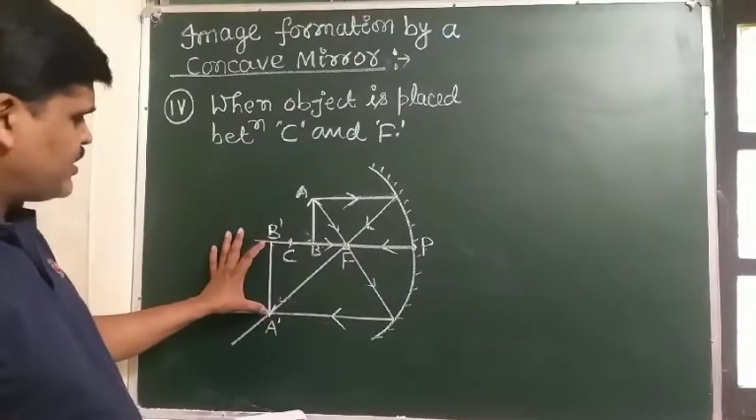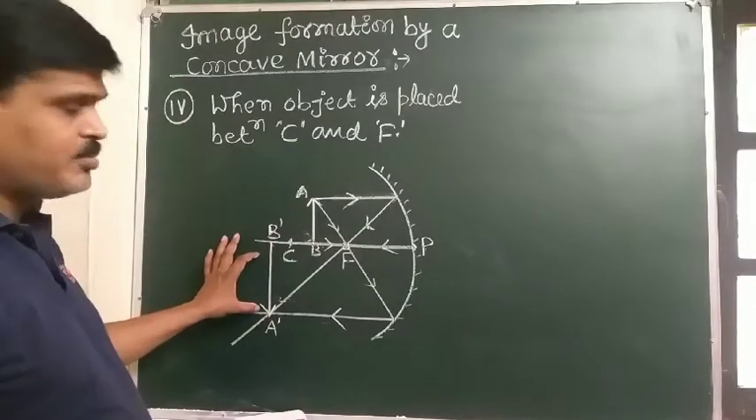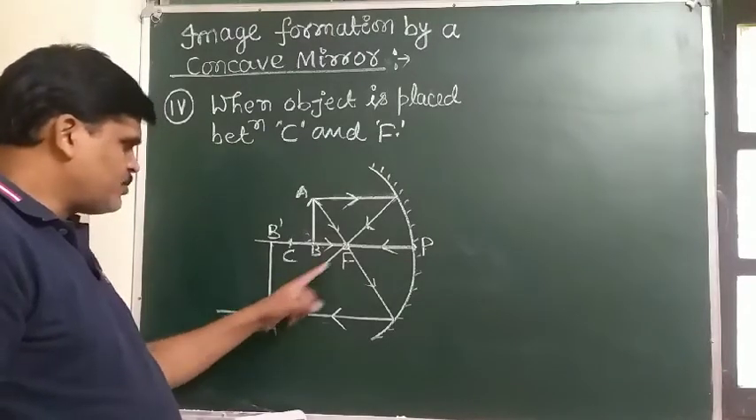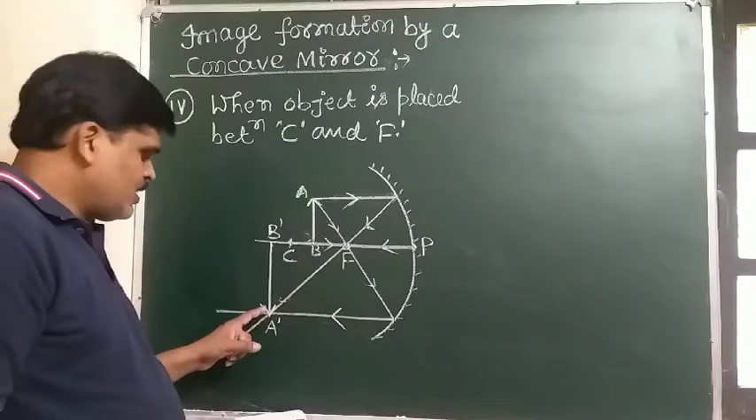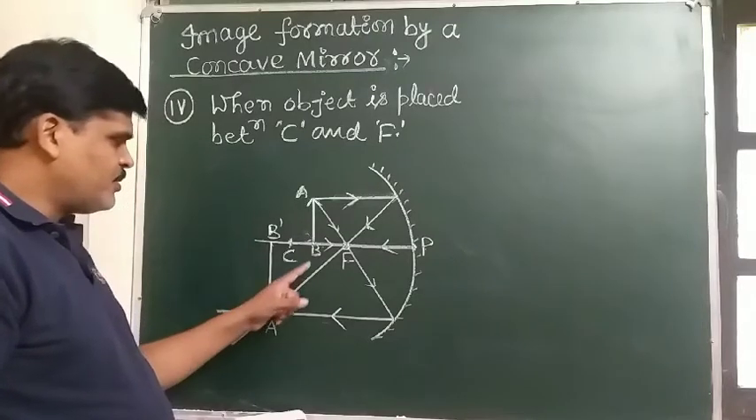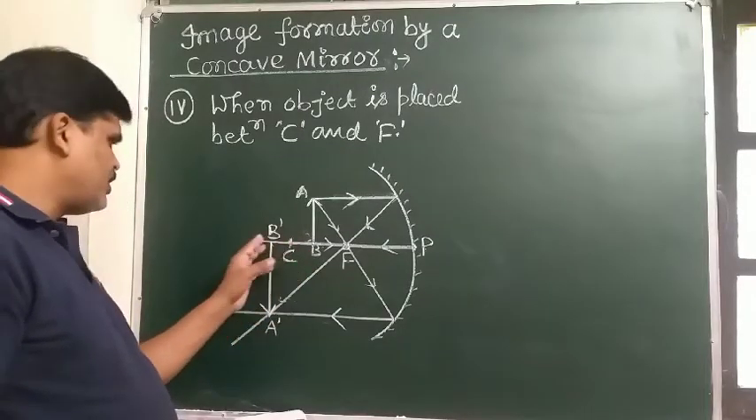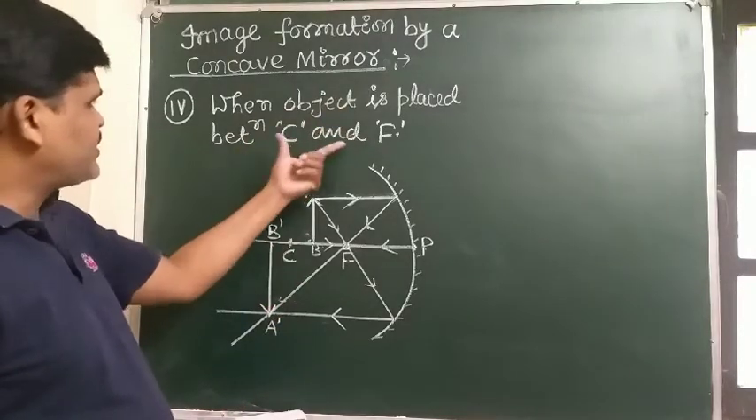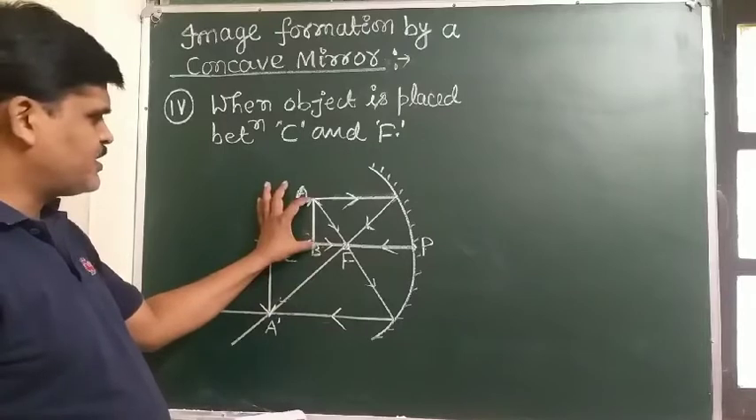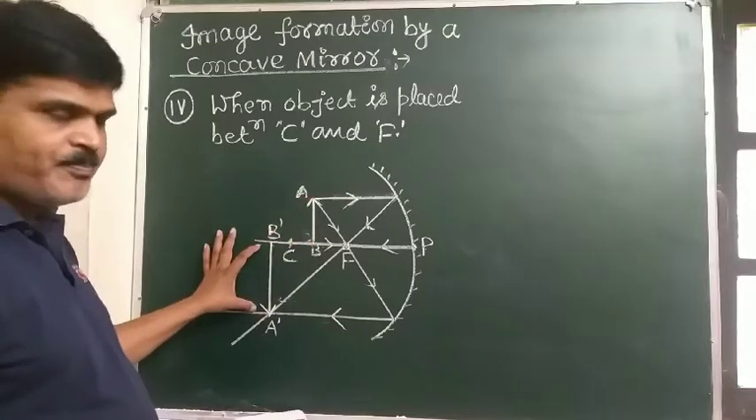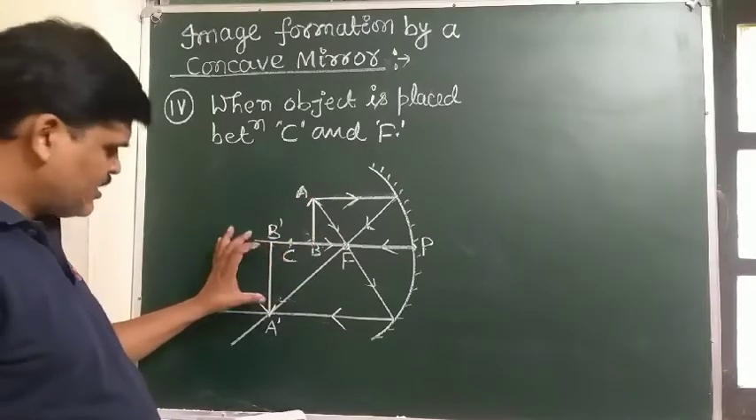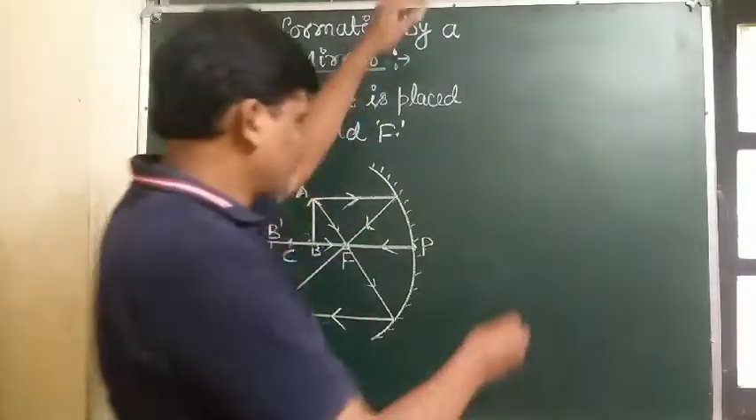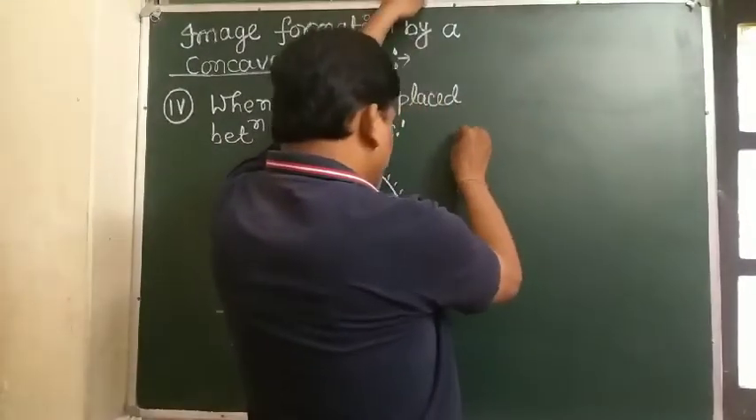The size of the image is larger than the object. Actual intersection of the two light rays occurs after reflection, so a real and inverted image is formed. Where is the image formed? Beyond the center of curvature. So when the object is placed between C and F, the image forms beyond C, real and inverted, and larger than the object.